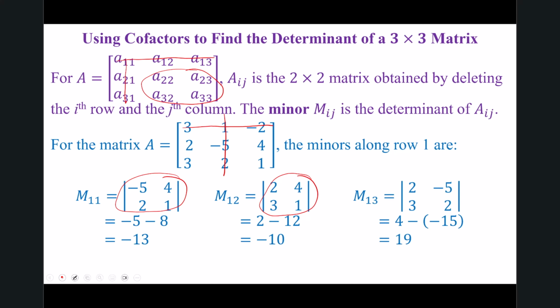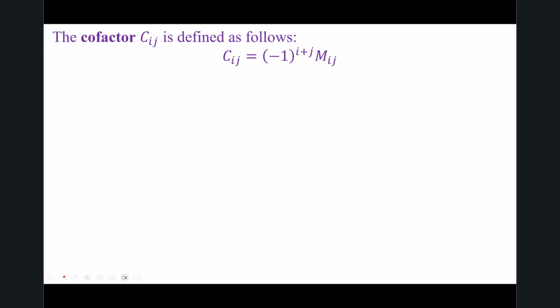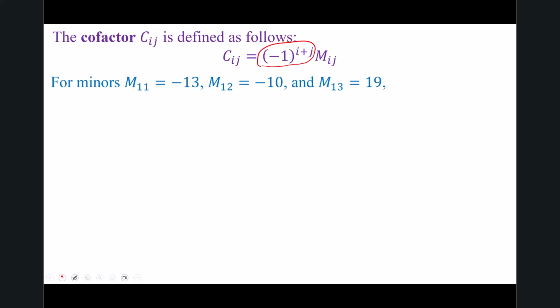Now the cofactor would be the minor along with a sign, a plus or minus. And we find that plus or minus, instead of using a sign chart, we can do negative 1 to the power of the row number plus the column number. So for example, here were our minors right here. So the cofactor for row 1, column 1 would be negative 1 to the power of 1 plus 1 times the minor of what we already found. So negative 1 to the second power, of course, is 1. So we have negative 13.